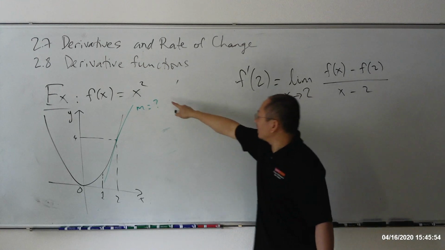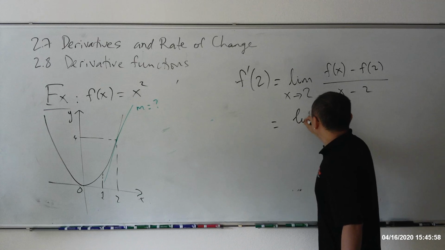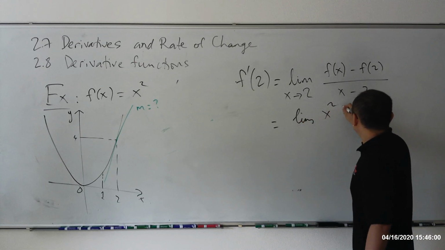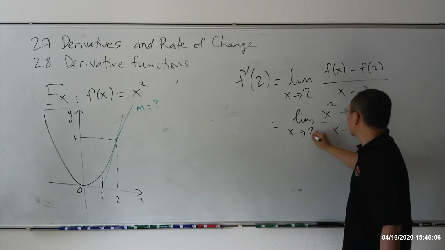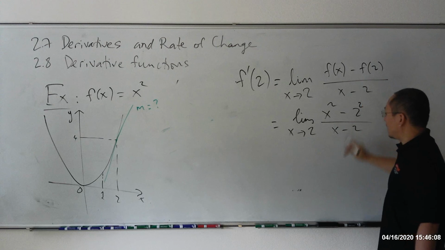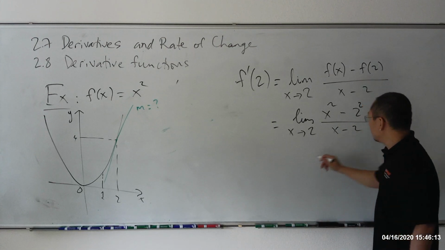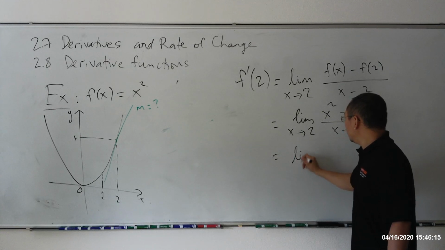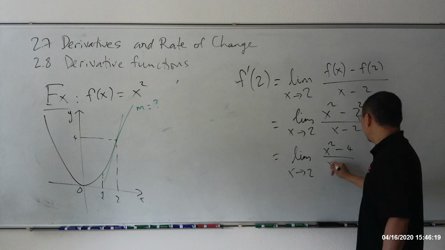So what is f of x? f of x is x squared. So this is the limit of x squared minus, what is f of 2? It's 2 squared, over x minus 2, and then x approaches 2. Now we have to use the technique that we learned to calculate limits from the previous section. So this is the limit as x goes to 2 of x squared minus 4 over x minus 2.